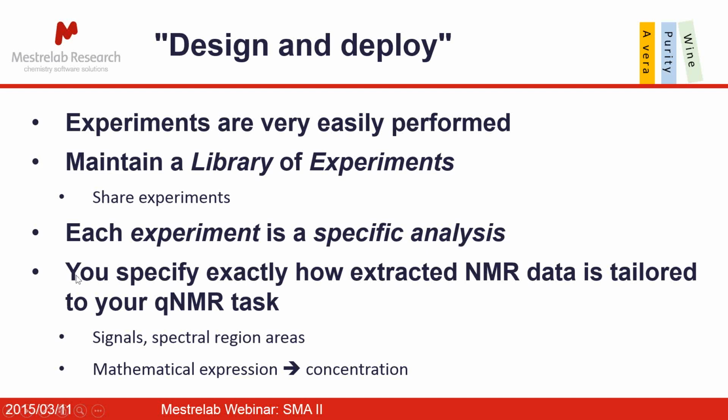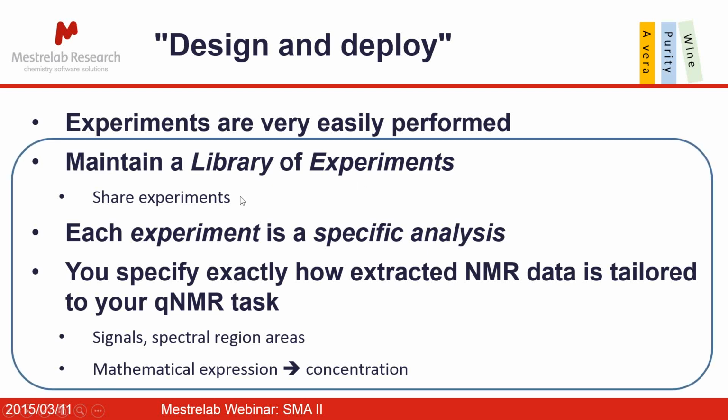And within the NMR SMA software, you specify exactly how the extracted data is tailored to your specific QNMR tasks. So you can extract the signal and the spectral region areas, and then you can use a mathematical expression to convert that area into some sort of concentration or QNMR unit that's useful to you. And this is what we're going to be focusing on today, this whole business of libraries and specific analyses and how to set up these analyses.